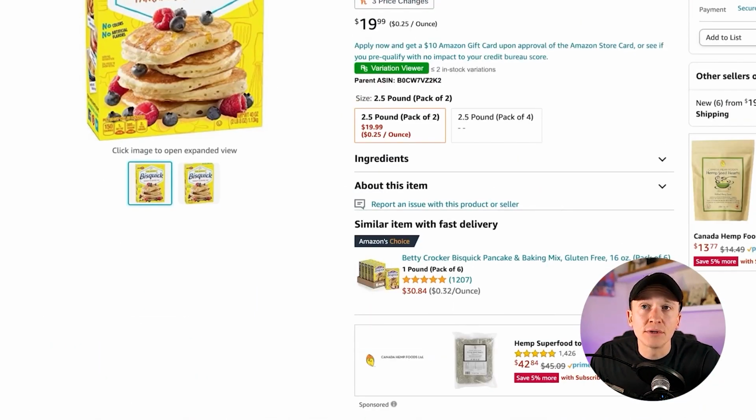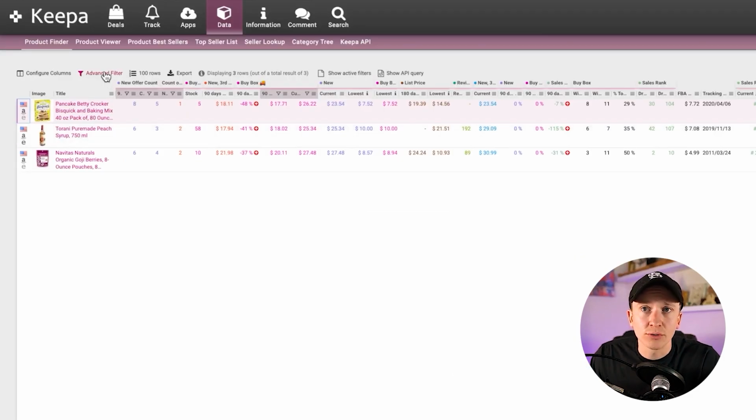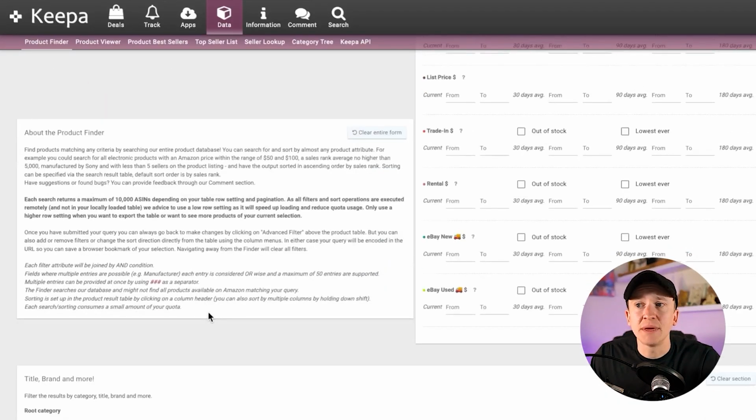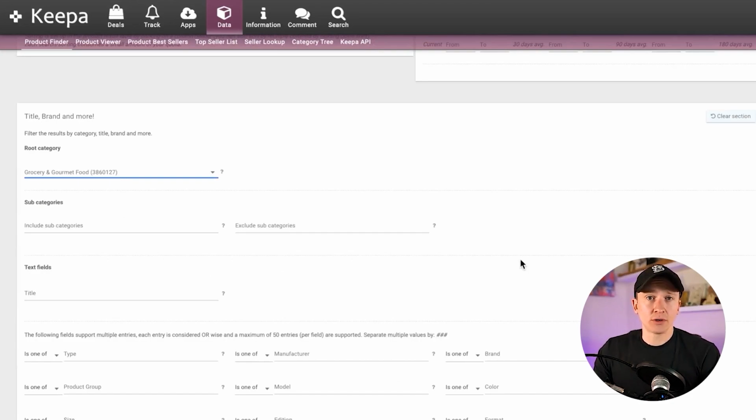Now, I made these very restrictive. We're just looking in the grocery category. We could expand that out to any category, and we could also make it a more open amount of pricing or seller changes, but again, that's very powerful. So those are 3 ways that you can use the Keepa Data Product Finder to find more products.